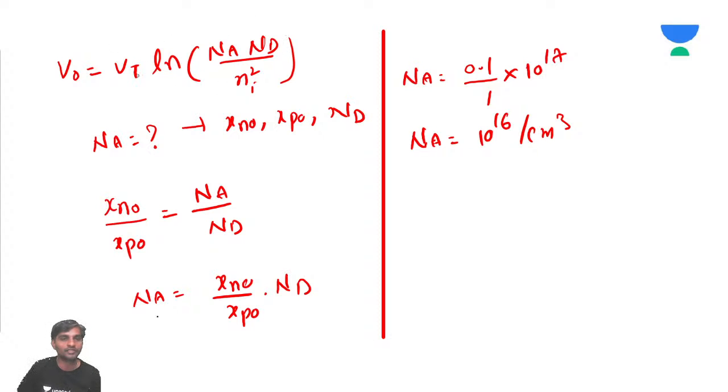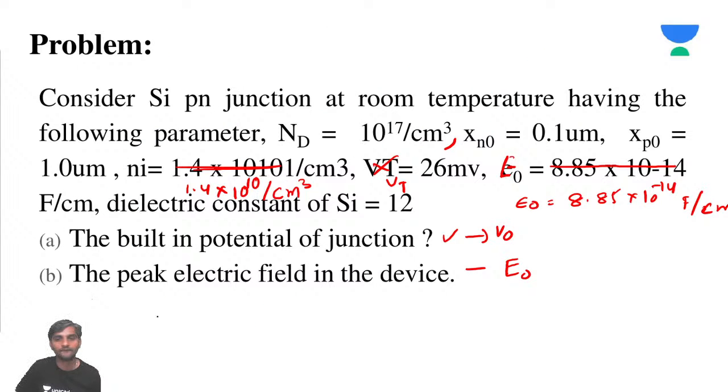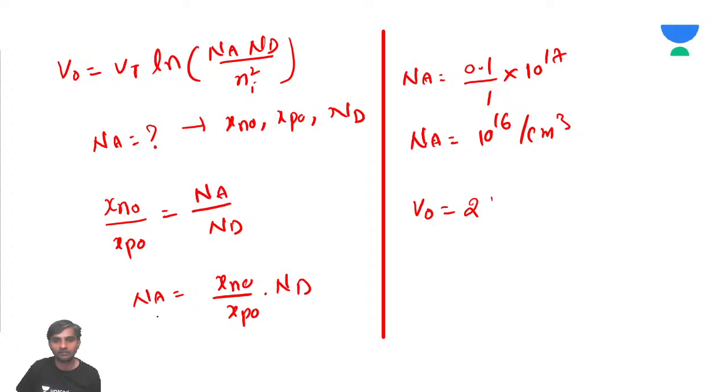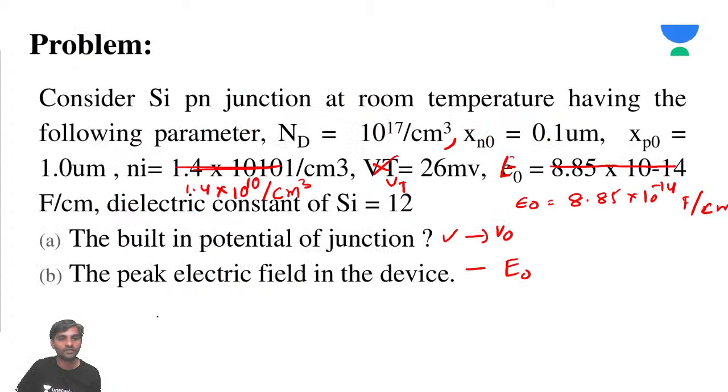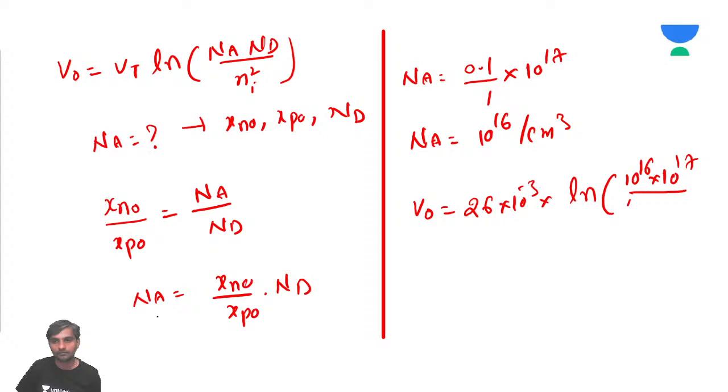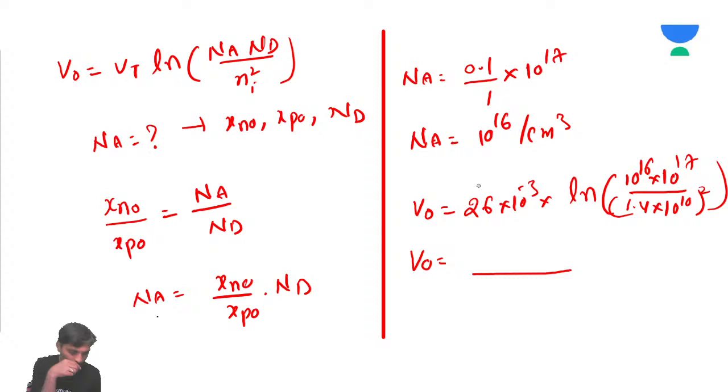So now substitute this here. V naught is equal to VT. Did he give the VT value? 26 millivolts, yes, it is given: 26 into 10 to the power of minus 3 into ln of Na Nd. Na is 10 to the power of 16 and Nd is 10 to the power of 17, divided by Ni square. Did he give the Ni value? Yes, 1.4 into 10 to the power of 10, whole square. So calculate and let me know what the value of V naught is.